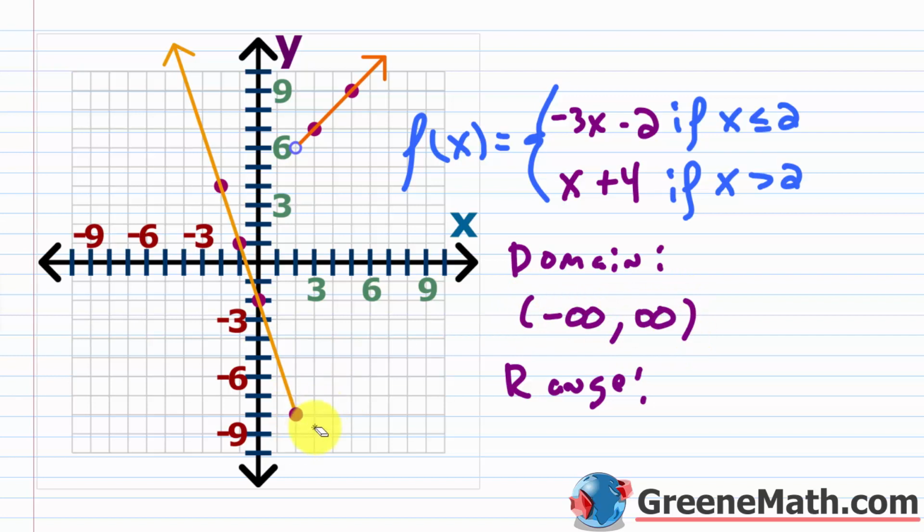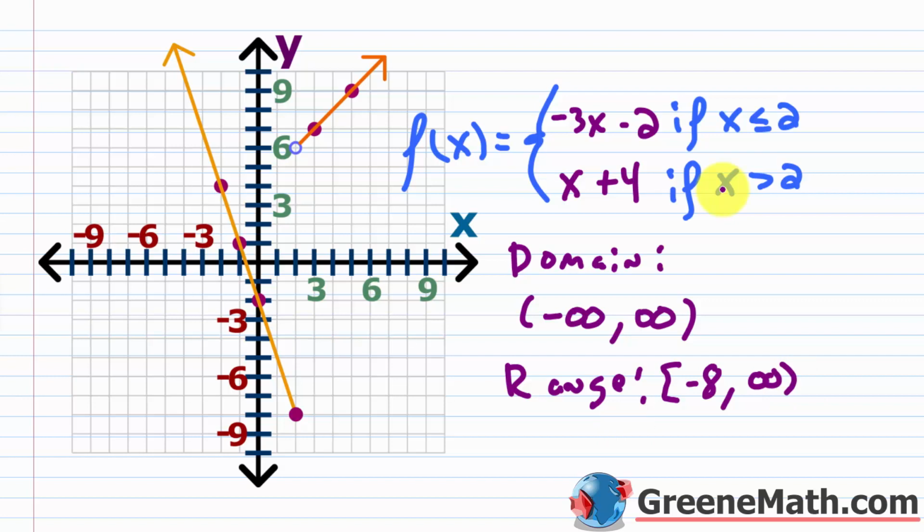Now, the range is going to be limited. It continues up forever here, and it continues up forever here, but the lowest point is right here, where y is negative 8. Okay, so I can see that negative 8 is included, and it's out to positive infinity.